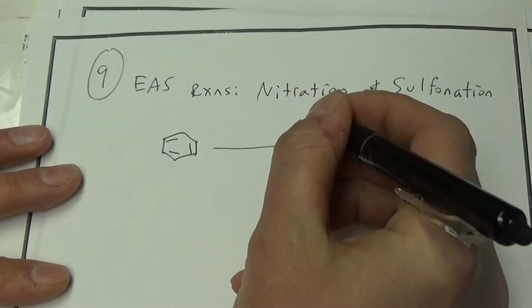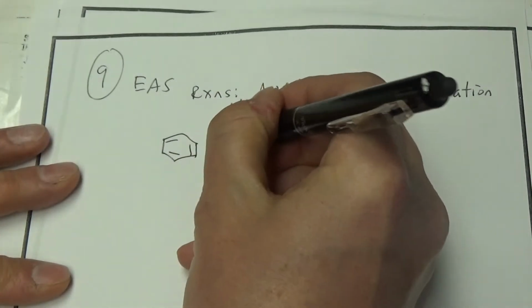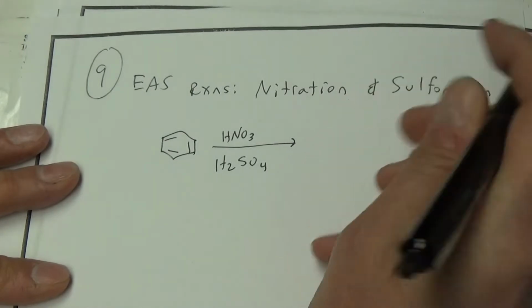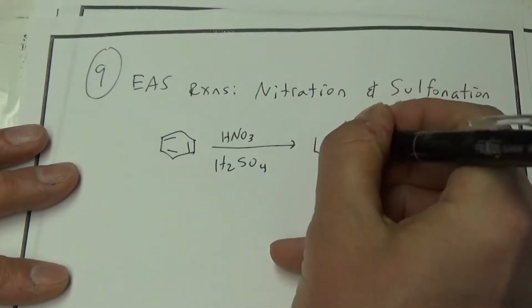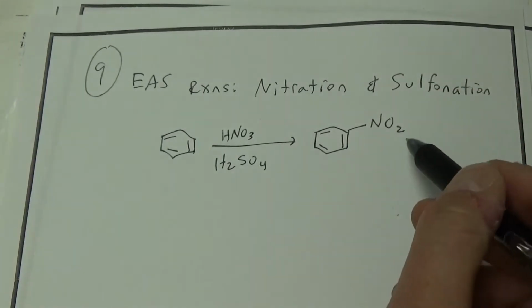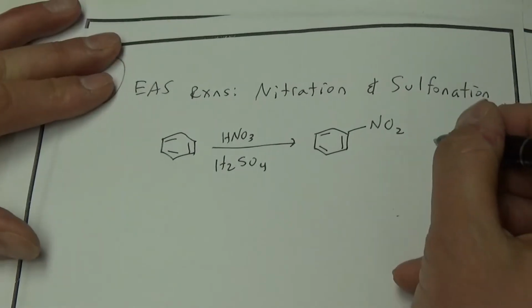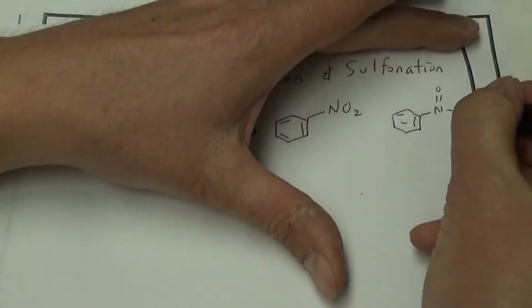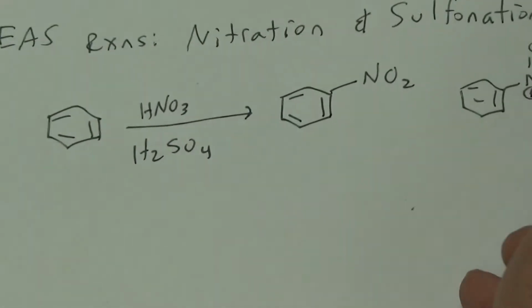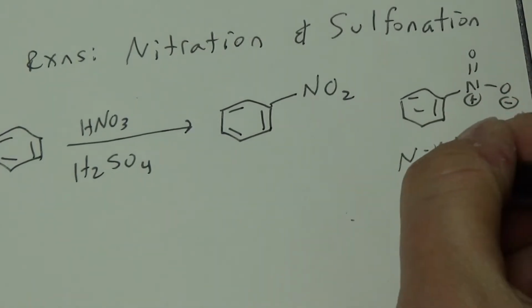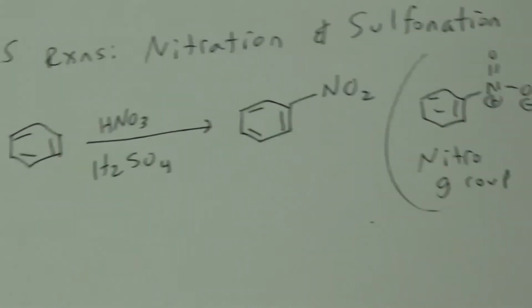We have benzene. The reagents to do nitration are HNO3, H2SO4. So we're using nitric acid and sulfuric acid. And then you get a nitro functional group, a nitrobenzene. And of course the NO2 group, the structure of that is N double bond O, single bond O minus, with a plus charge on nitrogen and a negative charge on oxygen. So that's what that NO2 functional group looks like. And this is called a nitro group. Okay. Cool. Alright, so what's the mechanism?